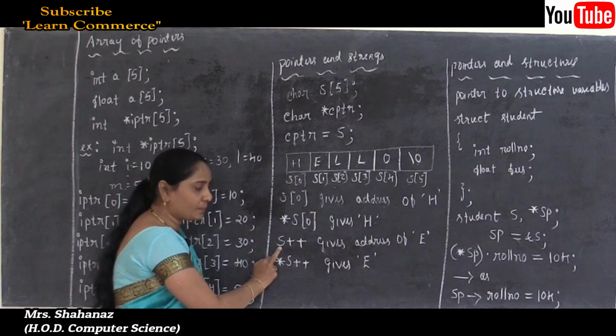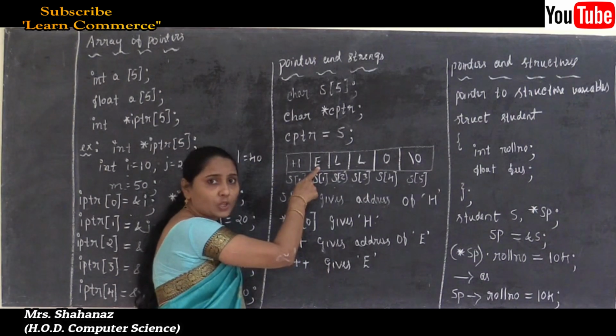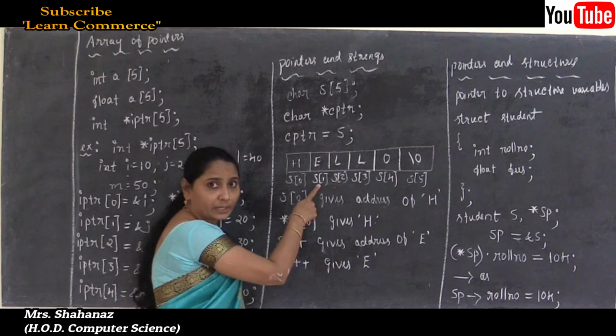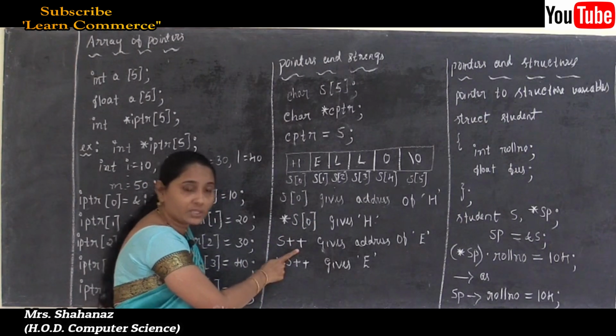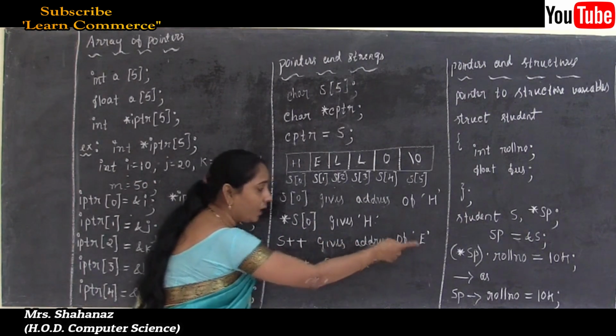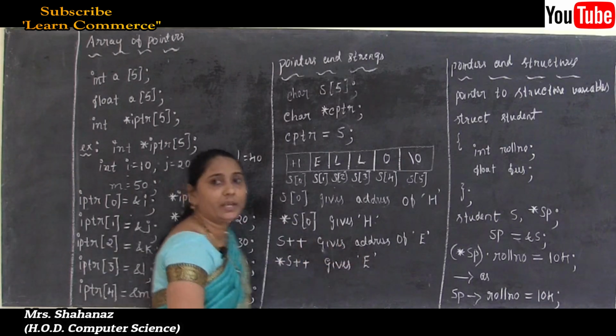That means the s plus plus gives the address of E. Clear? The address of E is the s of 1. Clear this point here? So the s plus plus gives the address of E here, and the pointer s plus plus gives just the E here.